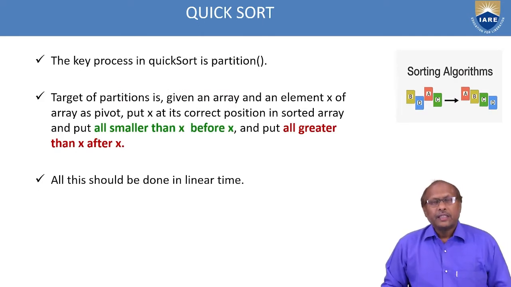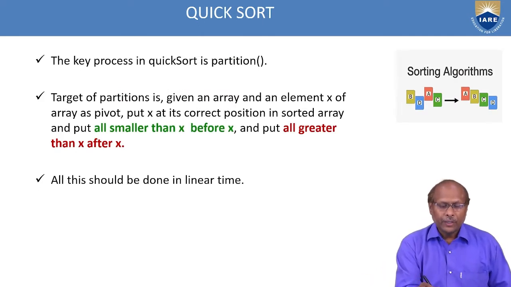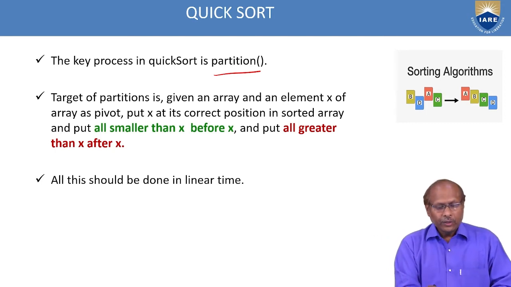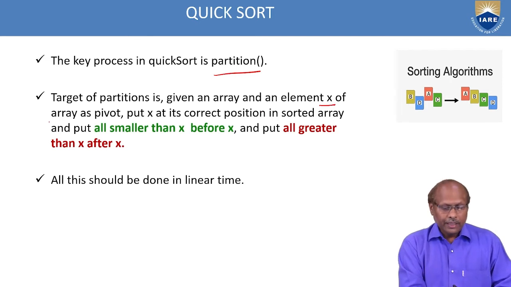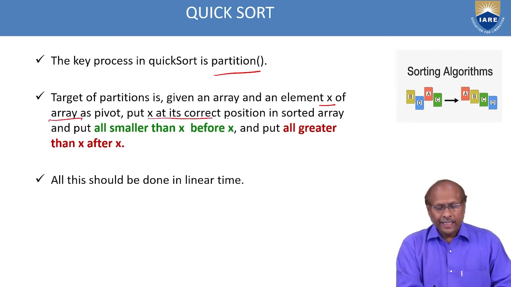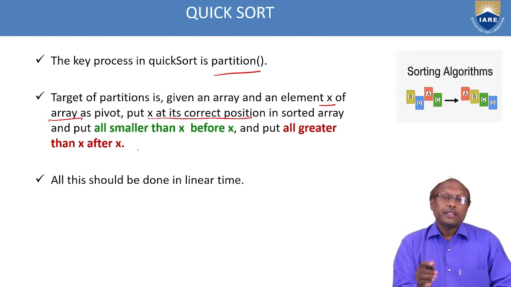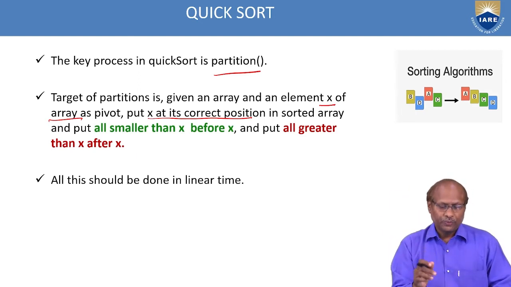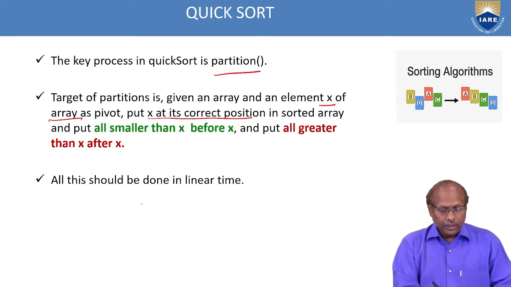This process uses the divide and conquer policy. It uses a special method called the partition method. This partition method allows you to divide the set into two parts. The target of partition is, given an element x in the array as pivot, to put x in the correct position in the sorted array. That means after sorting, you have to find the position where that pivot should be. That is the role of the partition function, and all this should be done in linear time.